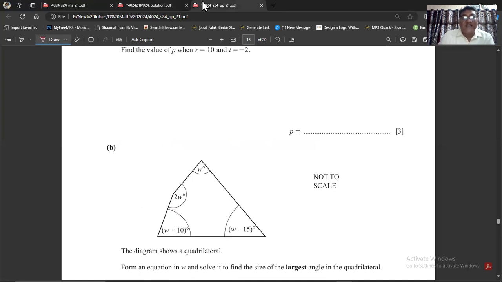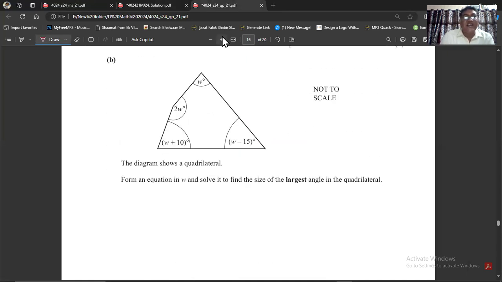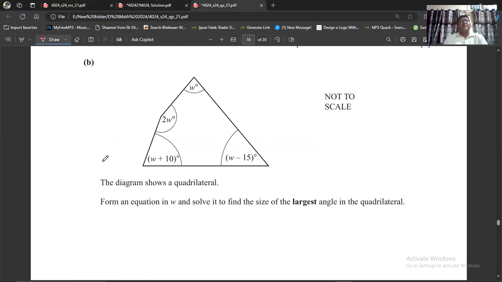Okay, so then we are going to the next question. That is question number 10, and it's the B part. In question number 10 B part, he says the diagram shows a quadrilateral. You know the sum of the internal angles of a quadrilateral is 360. If you do not know that, the quadrilateral has 4 sides, and the sum of the internal angles of a 4-sided polygon or any polygon is 180 bracket start n minus 2 bracket close, where n means the number of sides. Here n is four sides.